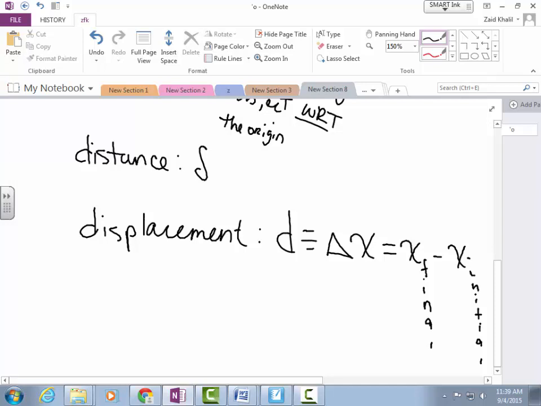But each one of these positions are themselves functions of what? Mr. Powers. Very good. So therefore, I can write the displacement as what? X of what? What would xf correspond to? Think about it. F means final, right? So therefore, it would be the final of time. So x of tf minus... That's right.